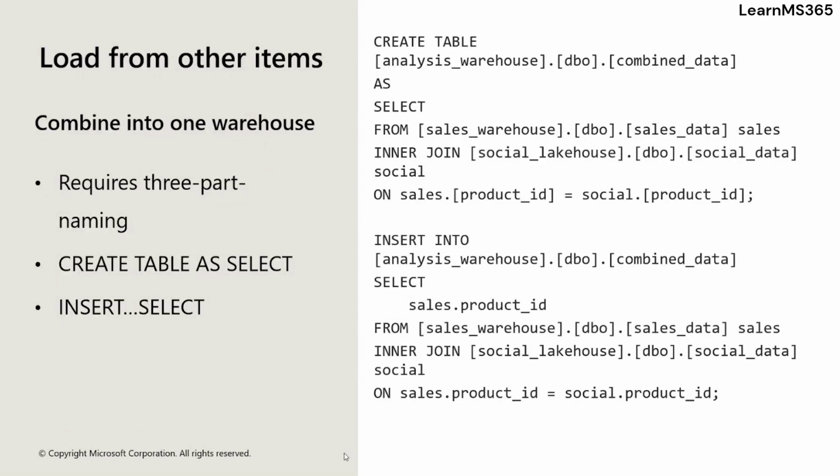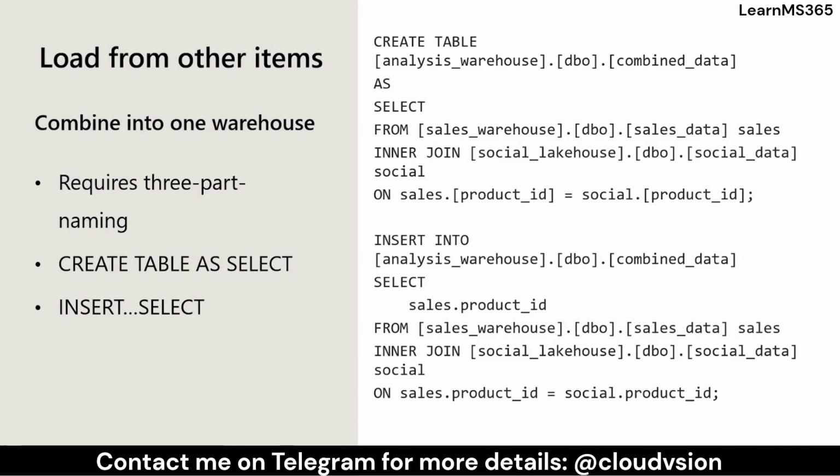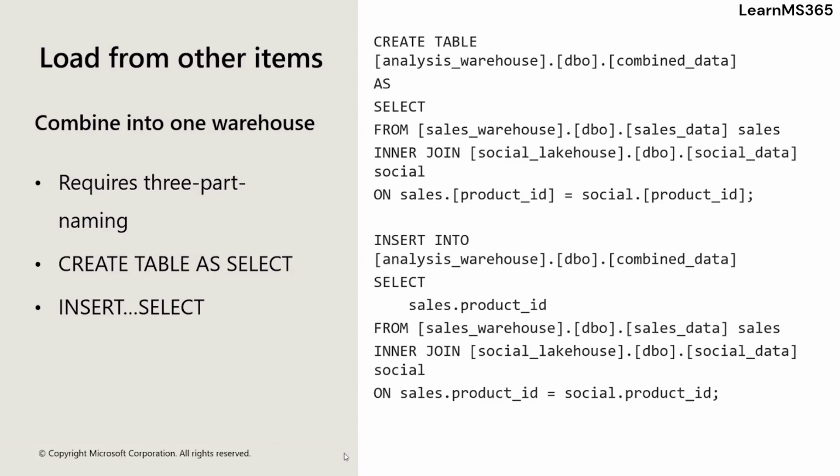You can load data from various items in a workspace, such as other warehouses and lakehouses. In a scenario where an analyst needs data from both a warehouse and a lakehouse, they can use this feature to combine the data. They can then load this combined data into the warehouse for analysis. This feature is useful when data is distributed across many assets in a workspace.